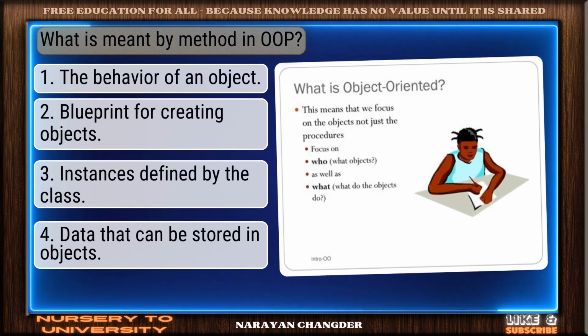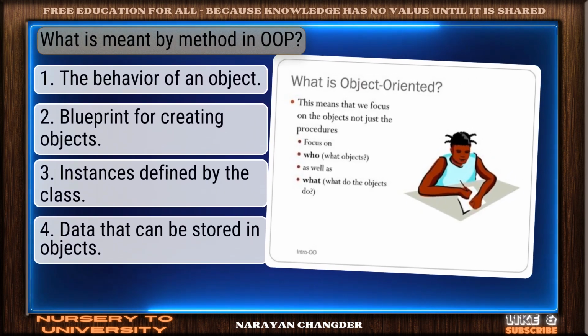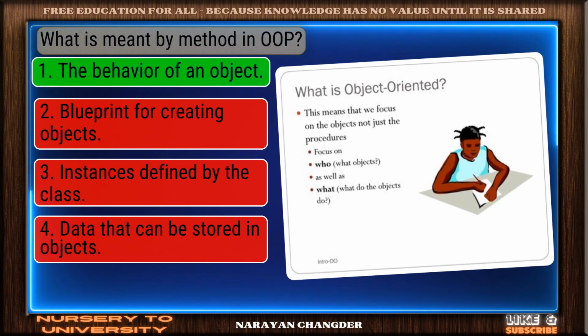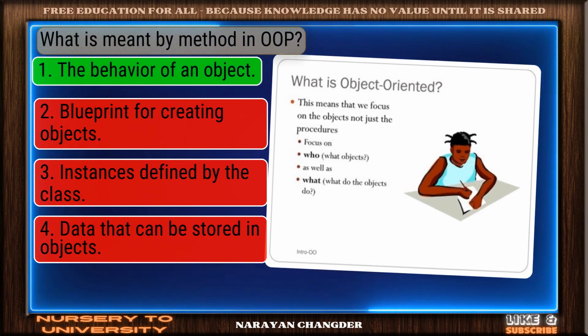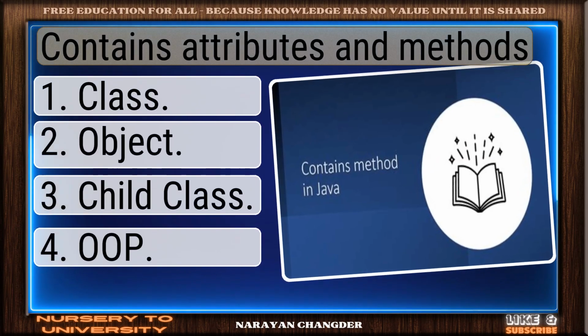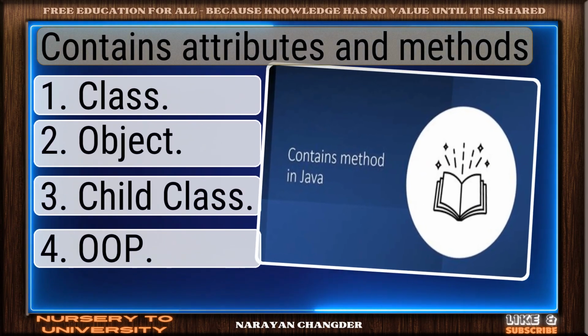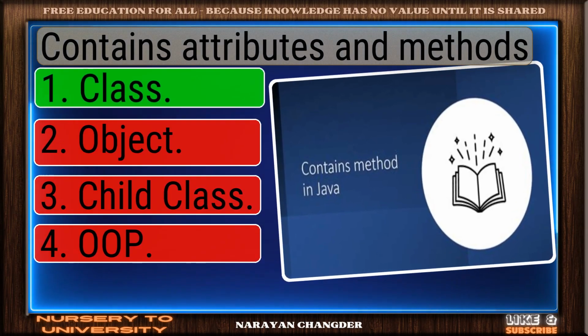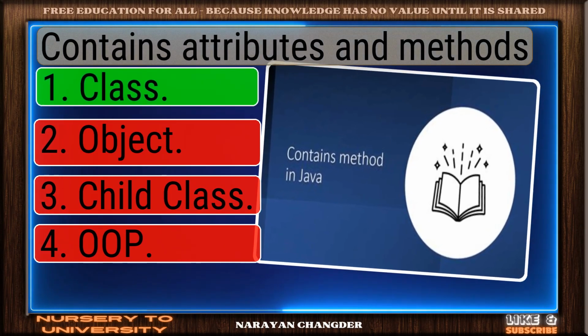Question number 62. What is meant by method in OOP? You're right. The behavior of an object is the correct answer. Question number 63. Contains attributes and methods. Excellent choice. Class is the right answer.